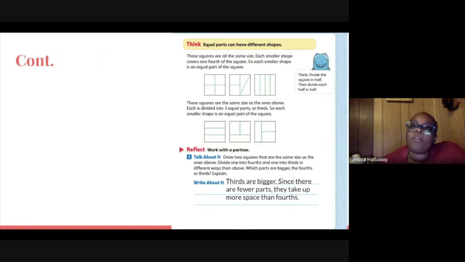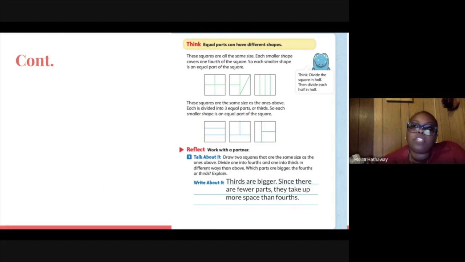Think about equal parts can have different shapes. These shapes are the same size. Each smaller shape covers 1/4 of the square. So each smaller shape is an equal part of the square.